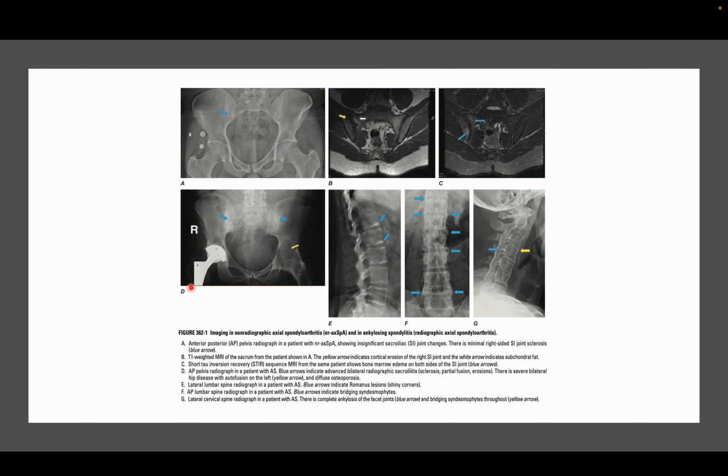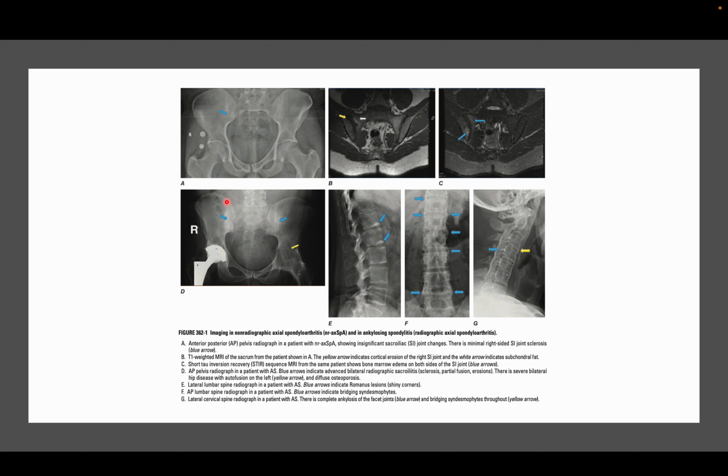So this is one more thing. You can see this is called the shiny corner sign or Romanus sign, which is seen in the case of ankylosing spondylitis. You can also see the bamboo spine picture and dagger spine. Ankylosing spondylitis can also involve C5, C6, which is the most common site of fracture. This is the case of bamboo spine or railroad spine. You can see the Romanus and various shiny corners, and calcifications are seen in the end.